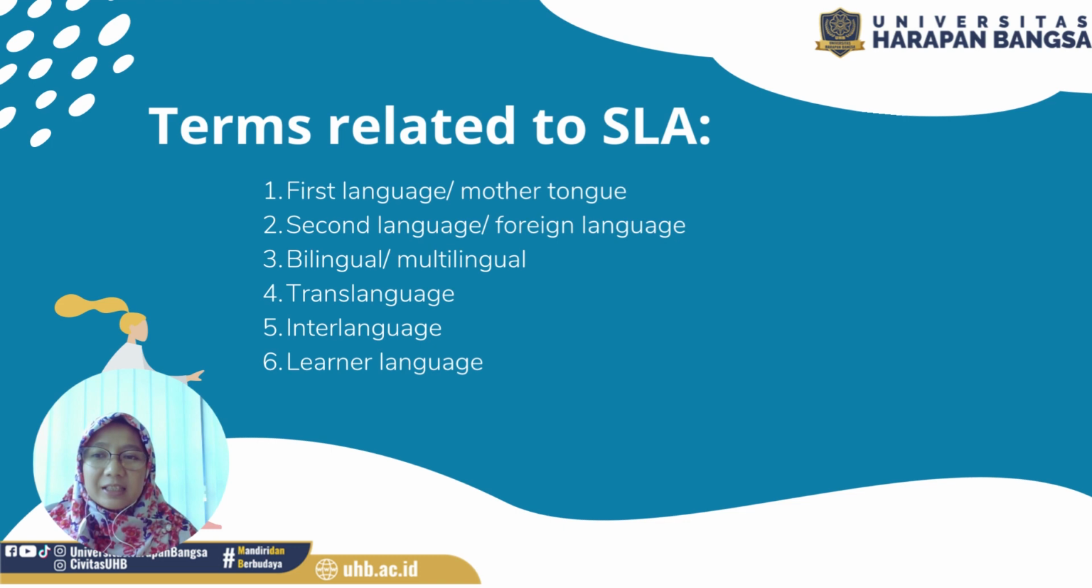And then translanguaging. Translanguaging is a term used to describe a language practice where bilingual speakers use all their linguistic resources, including their first language, second language, and any other language they know to communicate effectively. It involves using a dynamic and fluid mix of languages, dialects, and codes to convey meaning and create new understanding.